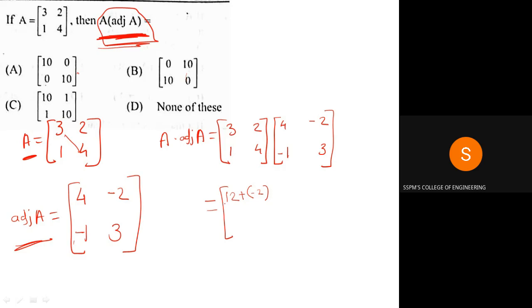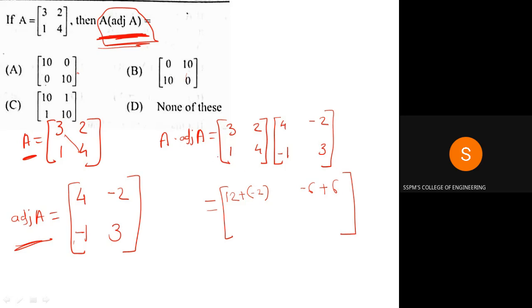Next, what is the next step? First row and second column. So 3 into minus 2 is minus 6. Minus 6 plus 2 into 3, which is 6. Then what will we do?